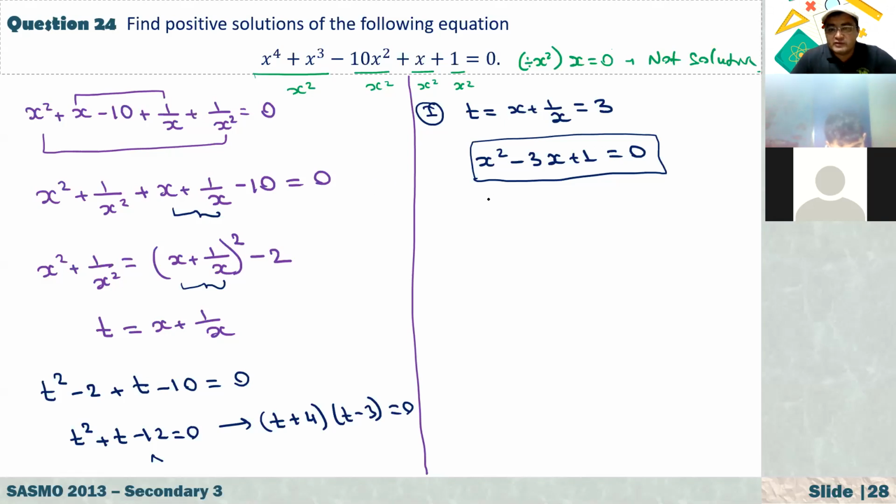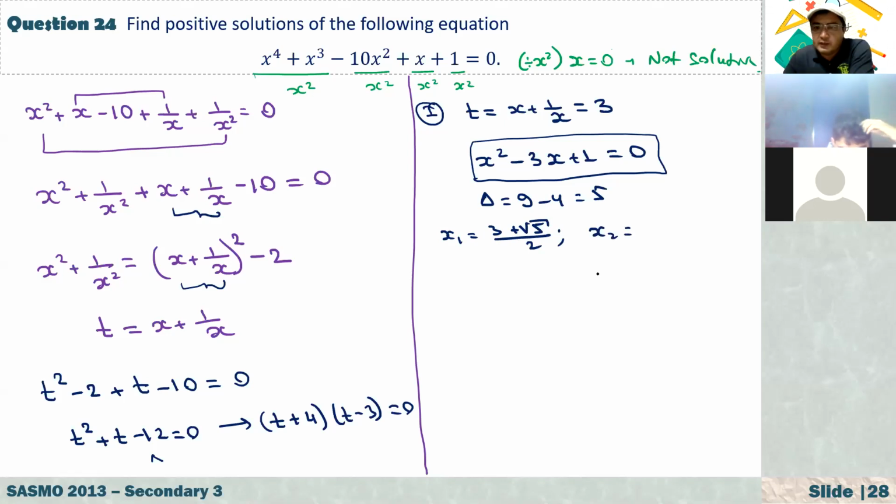So here, how can I solve this? Discriminant equals 9 minus 4, that's equal to 5. So from here, x1 will be 3 plus square root of 5 over 2, and the second root will be 3 minus square root of 5 over 2. Okay.